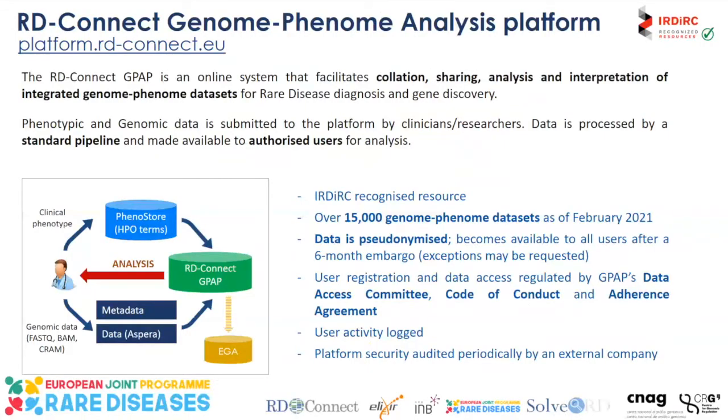So today we will be talking about the RD-Connect GPAP, and in a nutshell, it is an online system that facilitates collation, sharing, analysis, and interpretation of integrated genome-phenome datasets for rare disease diagnosis and gene discovery. And in many cases, the data that people submit to the system are undiagnosed cases, exomes and genomes from rare disease patients that have been undiagnosed for quite some time.